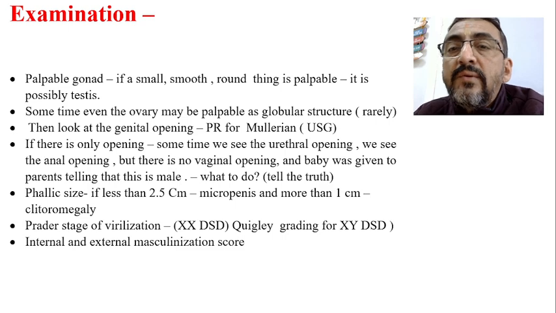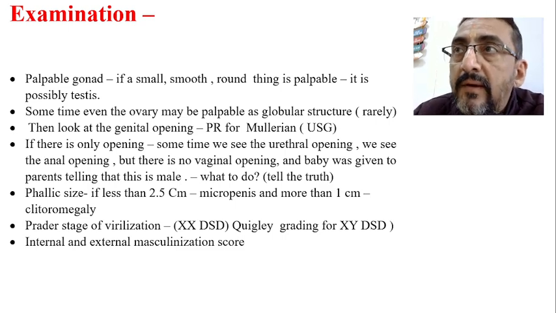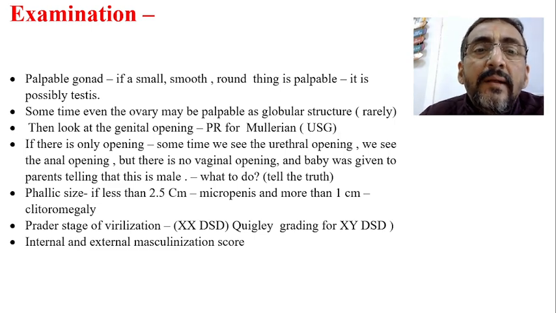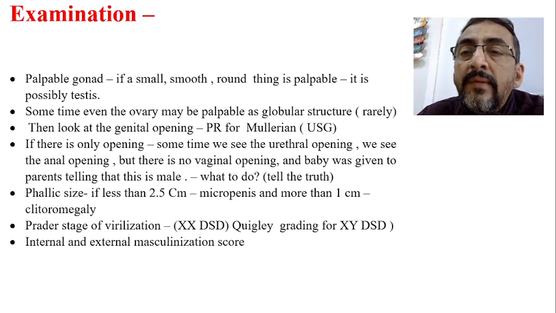What is the size of the gonad? If it is very small, tiny, sometimes abnormally big, maybe, or sometimes very smooth, very small, round, and nothing else can be appreciated, just a round thing is palpable. Okay, so possibly it is a testis.